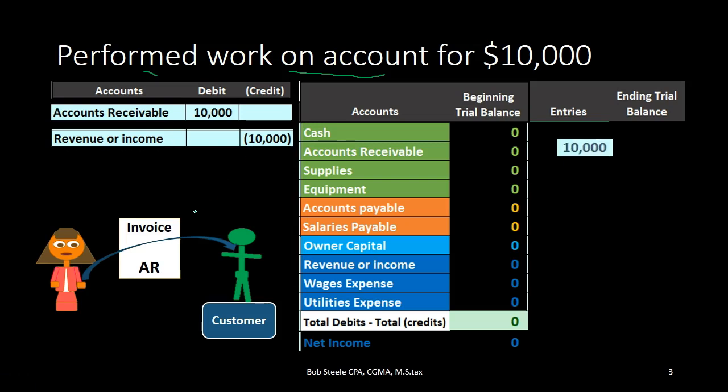So if we post this out, we're going to say that the accounts receivable goes from 0 up in the debit direction by $10,000 to $10,000. The revenue starts at 0, goes up in the credit direction by $10,000 to $10,000.